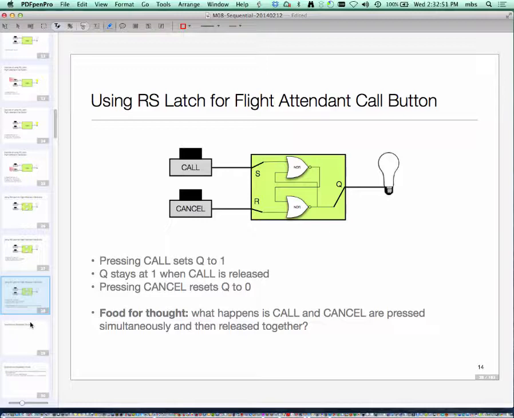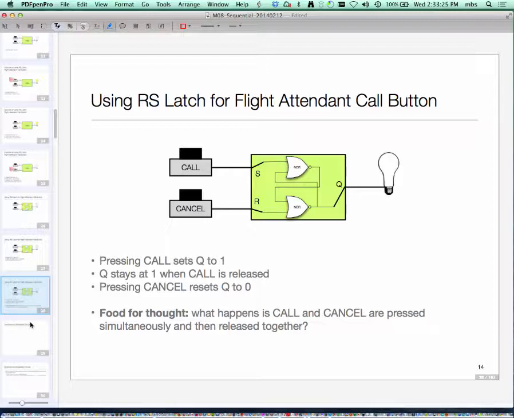Now, of course, the reality is a little bit tricky. Let's say you play the game of pressing the two simultaneously and releasing the two simultaneously. There is no true simultaneity, right? So when you are releasing, if you release the cancel even a teeny bit before the call, then it will light up. All these wires will have slightly different propagation delays and stuff like that. So this hypothetical thought experiment really is very hard to replicate in practice.